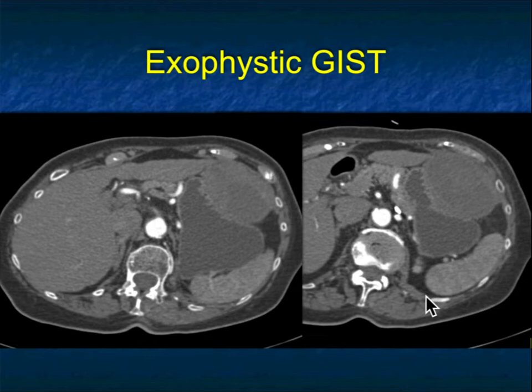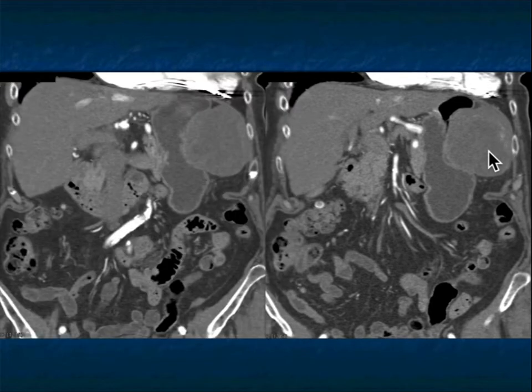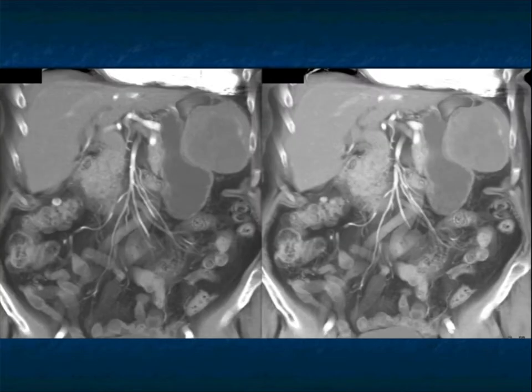Now in this case, you see a large exophytic GIST tumor off the anterior gastric wall, very nicely defined. You can see the component when you look at the coronal view. As I mentioned before, coronals are very helpful. A little bit of enhancement there. You can see how large this mass is, and it's best defined as a large exophytic component tumor.